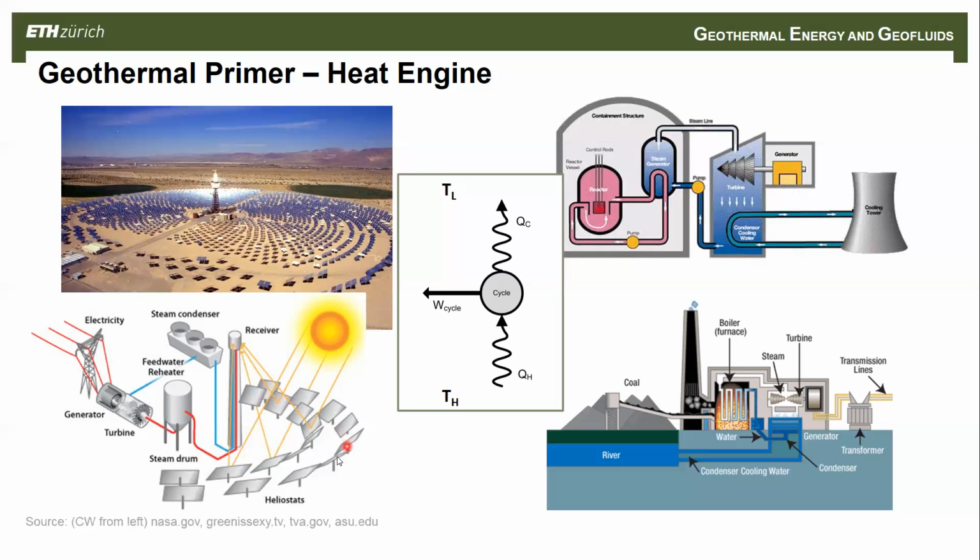Here's another schematic of that same system. This receiver gets really hot. The same thing in a nuclear plant. You have some nuclear reaction that makes water really hot. And then you use that hot water to drive a power cycle and make electricity. In a coal plant, you burn coal to get something really hot and to drive a power cycle. So all these you can see here, there's this loop here.